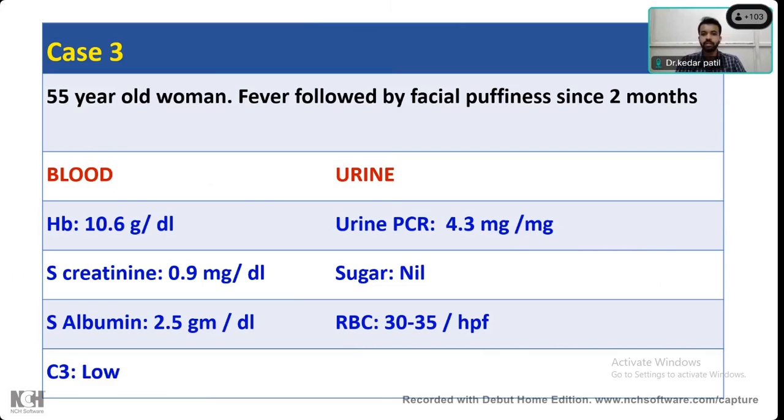It's in the nephrotic range. Yes, heavy proteinuria with RBCs. And C3 is low, so there is complement utilization. So another proliferative glomerulonephritis, would you agree? Yes, sir. So we are again dealing with proliferative glomerulonephritis.